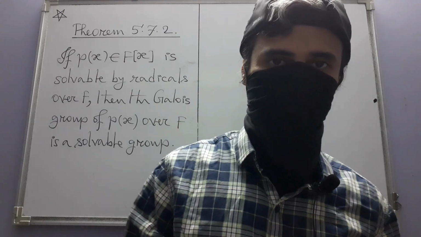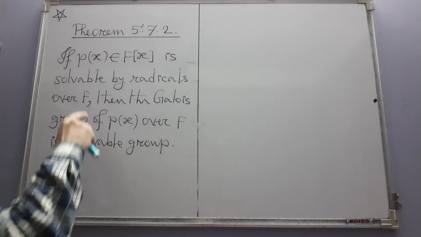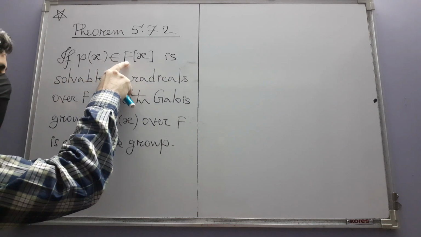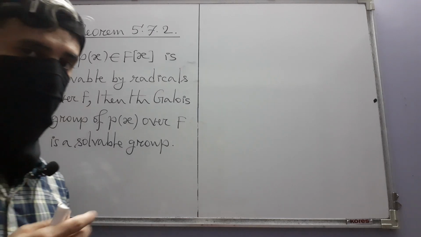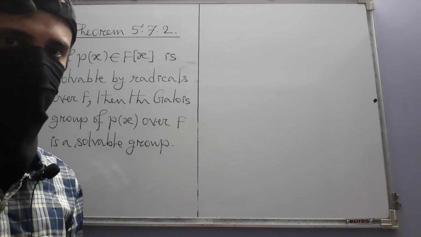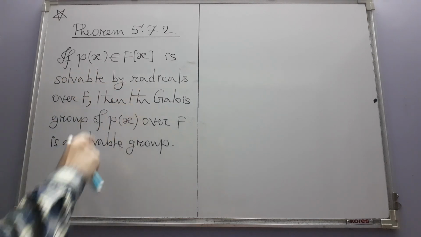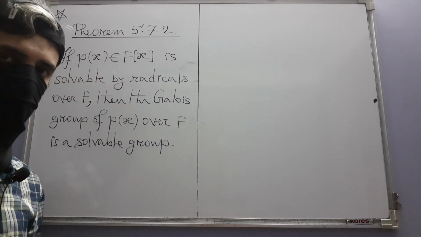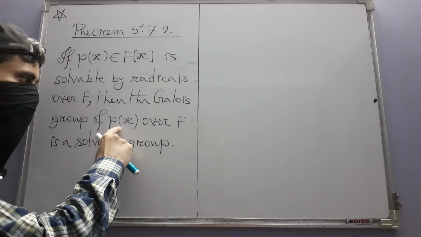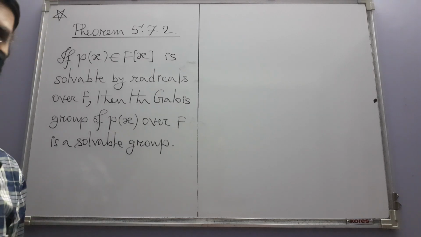We have already seen the statement of this theorem, but let's once more go through it. We have a polynomial p(x) over the field F, and here we also have the assumption that F has all nth roots of unity for all positive integers n. So that assumption is there, and this p(x) is solvable by radicals over F. Then the Galois group of this polynomial over F is a solvable group. So let's now see the proof.